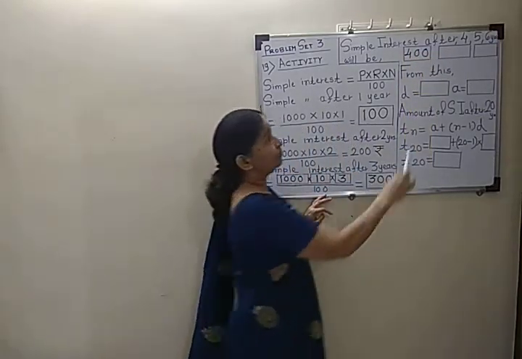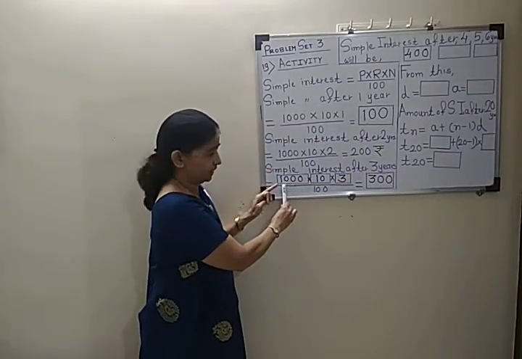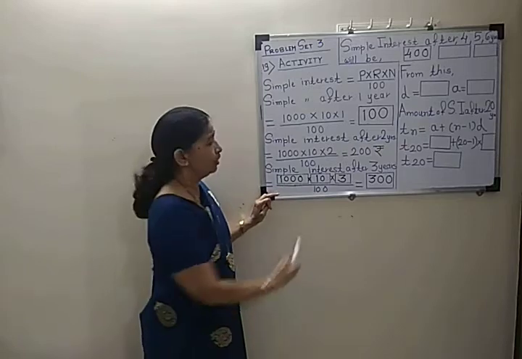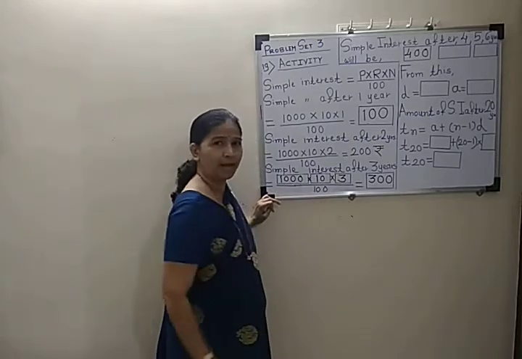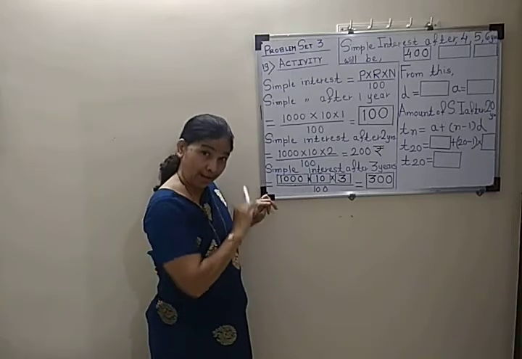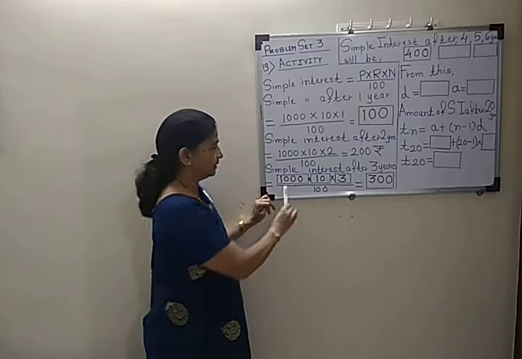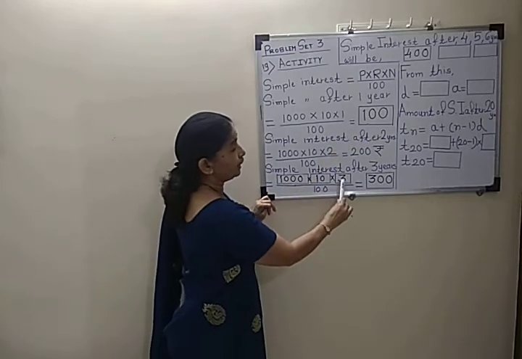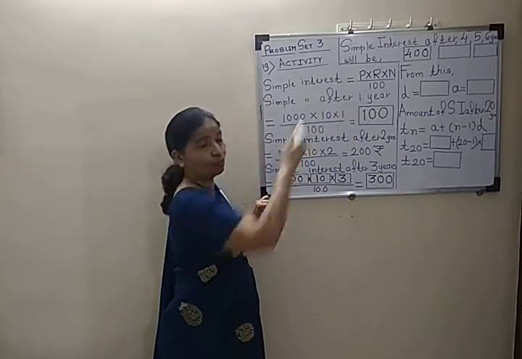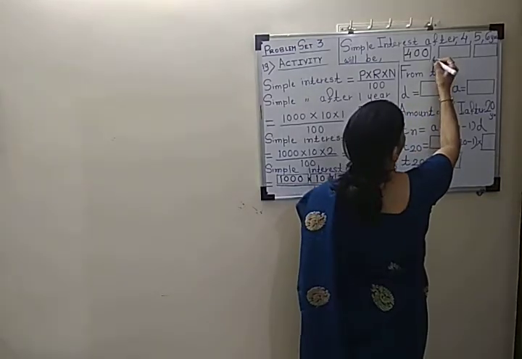In this way, after 5 years, all this principal is the same, rate is the same. So I will substitute here 5. Do it: these 2 zeros again will get cancelled. 10 tens will come as 100. 100 into 5, that will come as 500. Am I right?